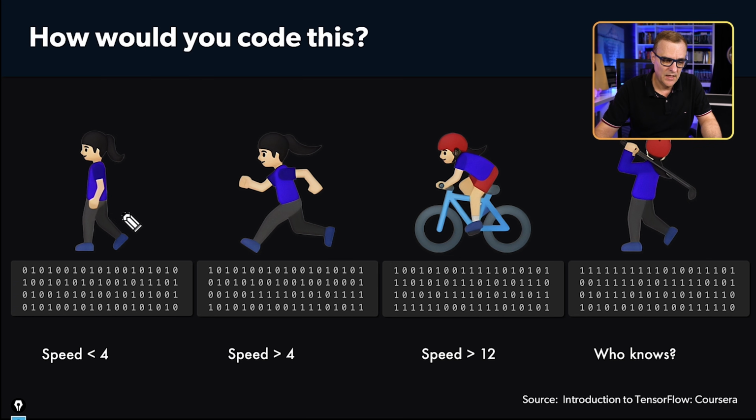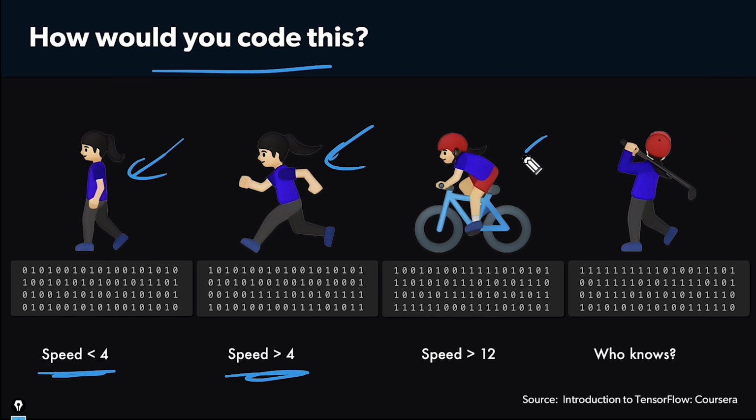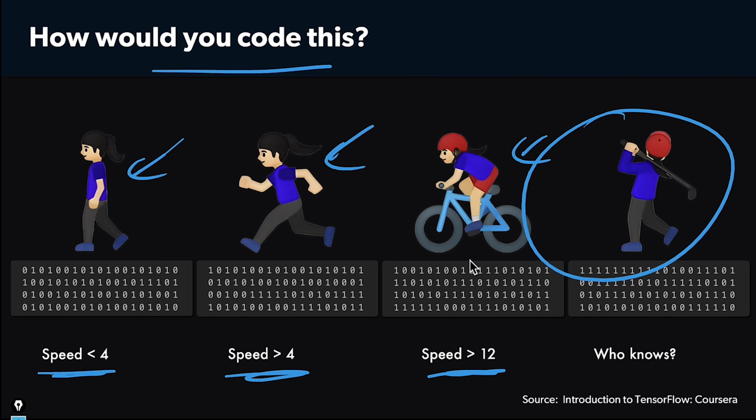As an example, how would you code this example? We want to determine what someone is doing. So as an example, are they walking? We might code it based on if the speed is less than 4 miles an hour. They're running if the speed is greater than 4. They are cycling if the speed is greater than 12. But what happens if they're golfing or doing some other kind of activity? How would we run pattern recognition on that kind of data?